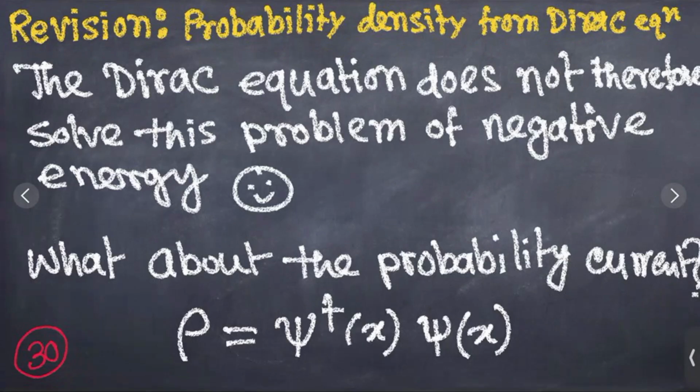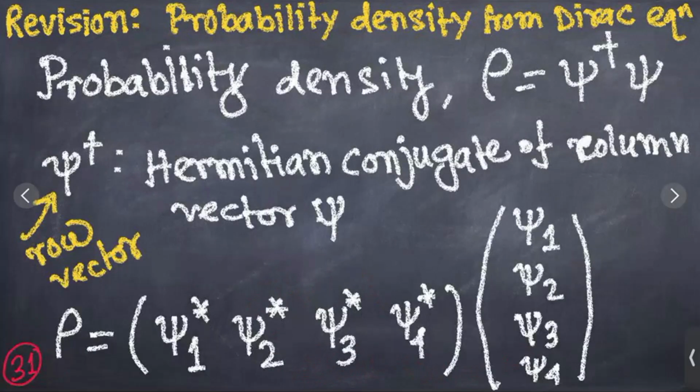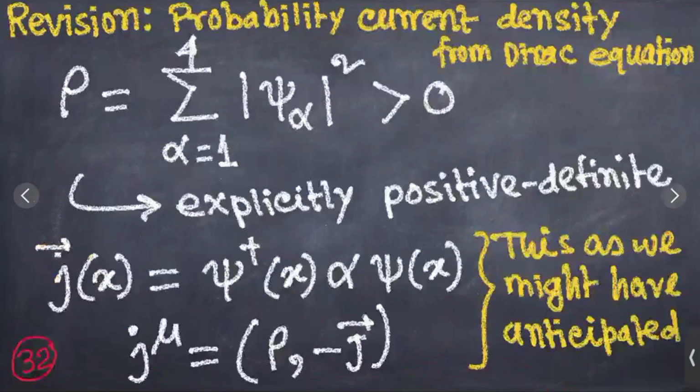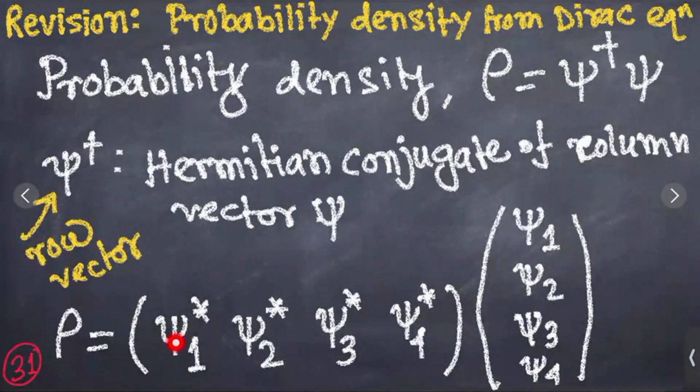If we do some mathematical calculation, we find that the probability density in the Dirac equation is nothing but the Hermitian conjugate of the wave function multiplied by the wave function. If I consider the matrix representation, psi dagger can be defined as psi 1 star, psi 2 star, psi 3 star, psi 4 star, and psi is psi 1, psi 2, psi 3, psi 4. If I do the matrix multiplication, I get psi 1 star psi 1 plus psi 2 star psi 2 plus psi 3 star psi 3 plus psi 4 star psi 4. And this is nothing but the modulus of psi squared, right?